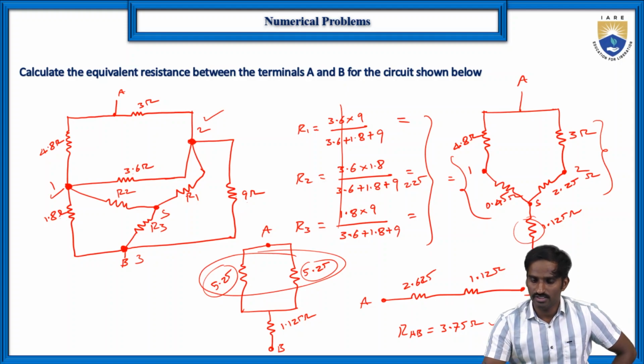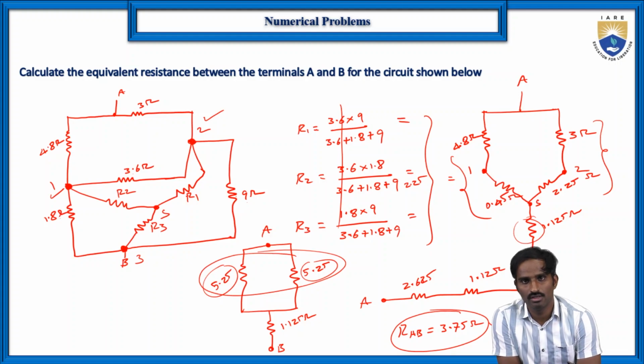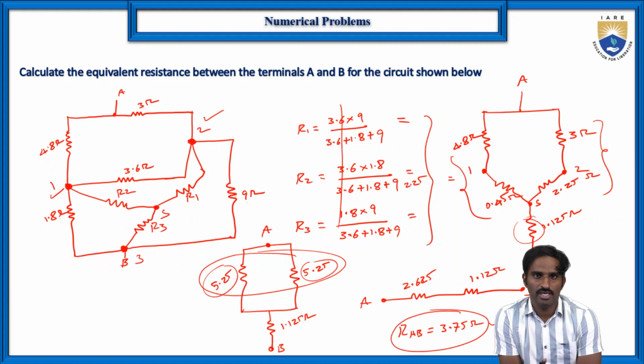This is the way to find the equivalent resistance between the two terminals. There is no compulsory rule that you should apply only star to delta or delta to star. According to our convenience and according to the network, we should apply star to delta or delta to star, so that we can reduce the network and find the equivalent resistance between the terminals A and B.